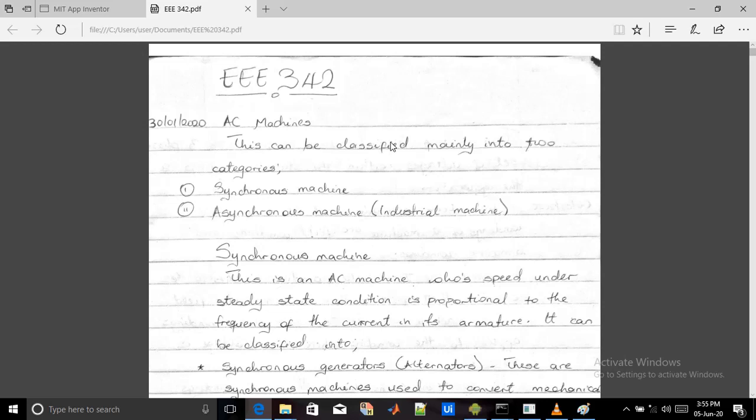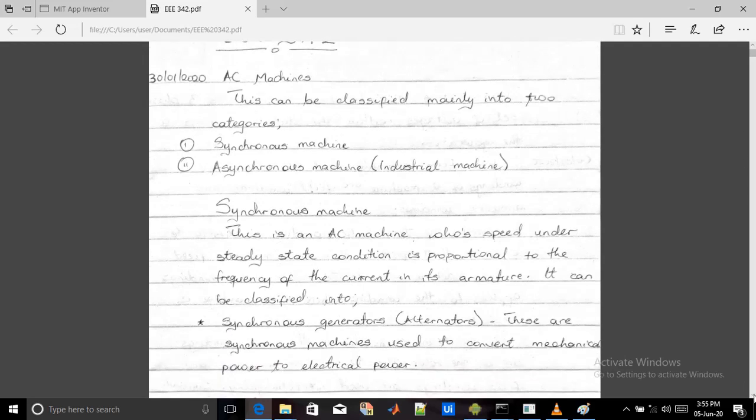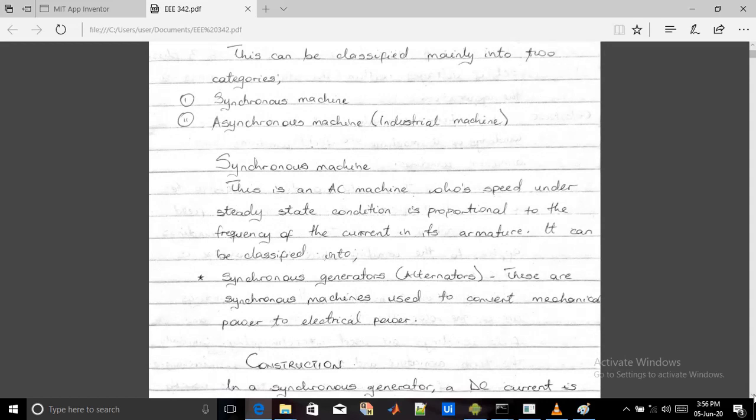But in the case of an asynchronous machine, a perfect example is an induction machine, any machine that has an inductor on it. So now it means for an asynchronous machine, the speed of the rotor will be less than the speed of the magnetic field in the stator. So now synchronous machines can be divided into synchronous generators and synchronous motors.